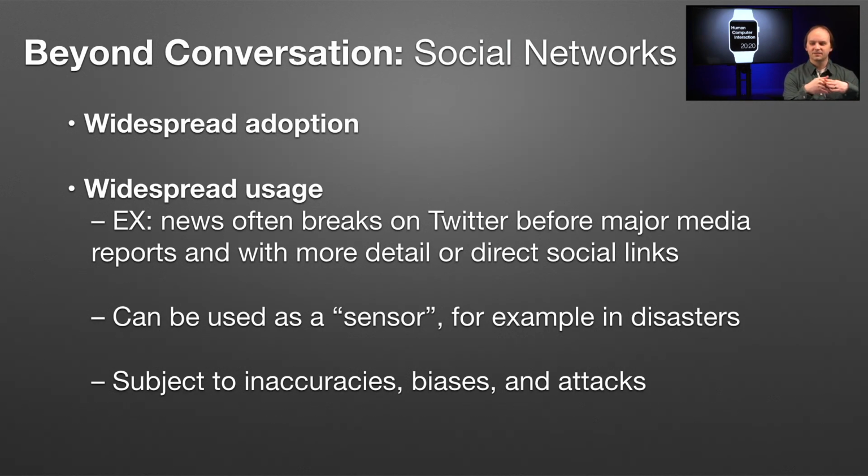Oftentimes, if you want more direct information about something, you can use a social network to directly access people who at least claim to be plugged into whatever event is occurring. We can get on these social networks and pull up live video of something that a random person is streaming out to us. That's pretty powerful, especially if we think about using the data coming in from social networks, both the text and the video and the images, as a sensor for what's happening in the world.